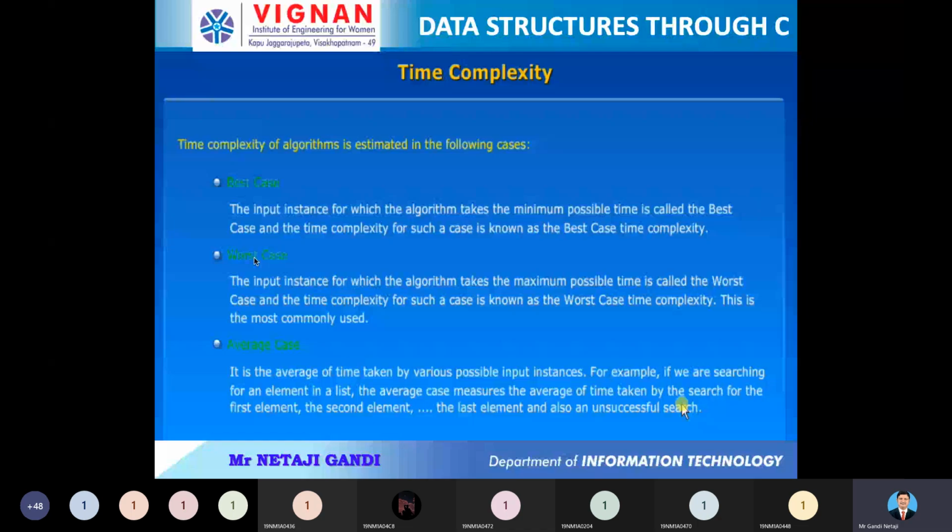Do you understand the difference between the best case, worst case, and average case time complexity? Girls, please respond. Yes, sir.